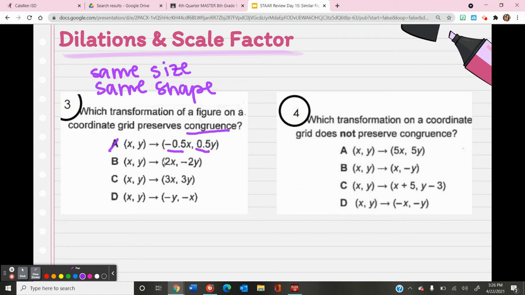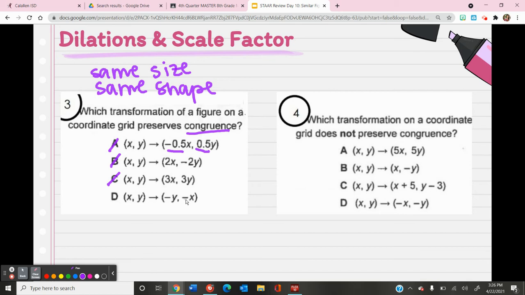Then looking at B, I have a scale factor of 2. If I have a scale factor of 2, that's going to make my image bigger. So that is also not preserving congruence. And then the same thing with C. I have a scale factor of 3. Whenever I apply that to my point, it's going to make my shape bigger. So C is also not correct.